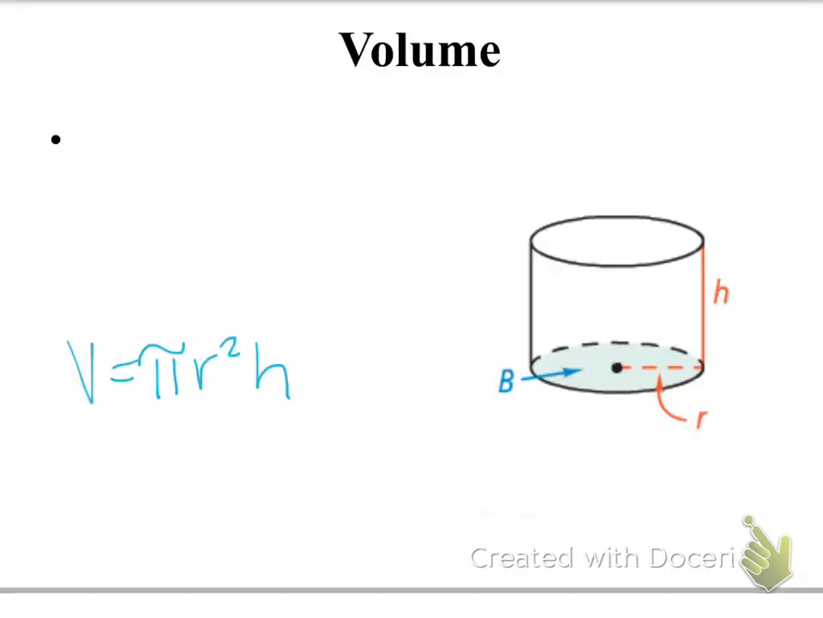Okay, volume is area of the base times the height. Well, since my base is a circle, area of its base is pi r squared times its height again.